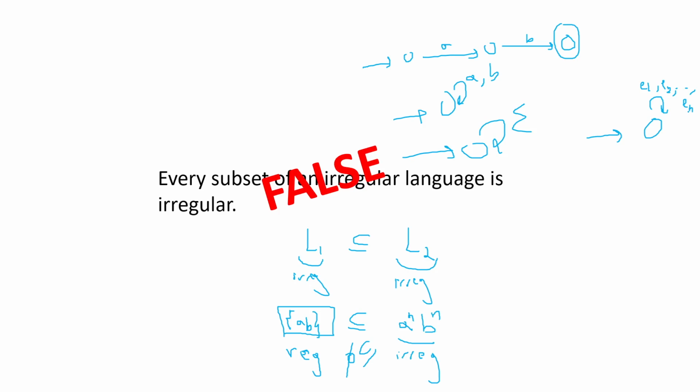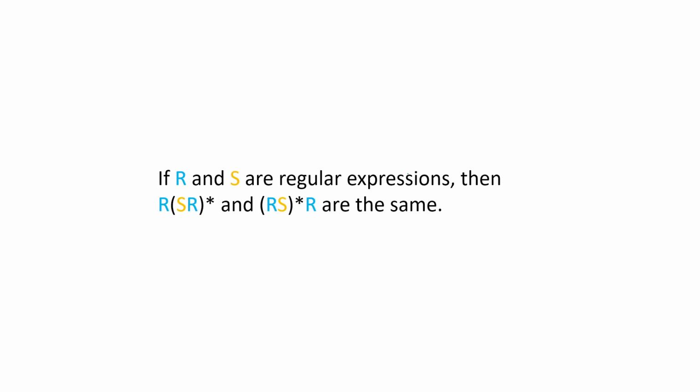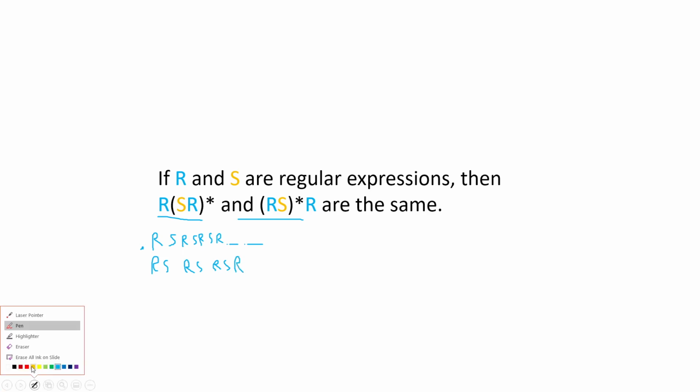What about this one? If R and S are regular expressions, then these two are equivalent: R(SR)* or (RS)*R. Now for some intuition, see what this becomes. R followed by SR, followed by SR, followed by SR, indefinitely. However, this one is saying RS, RS, RS, indefinitely, but then at the end you end it with an R. It feels like they are the same.